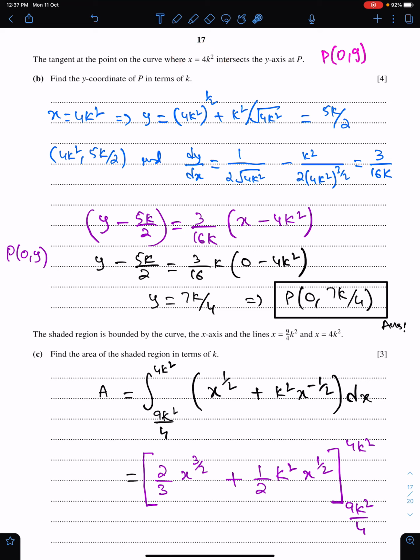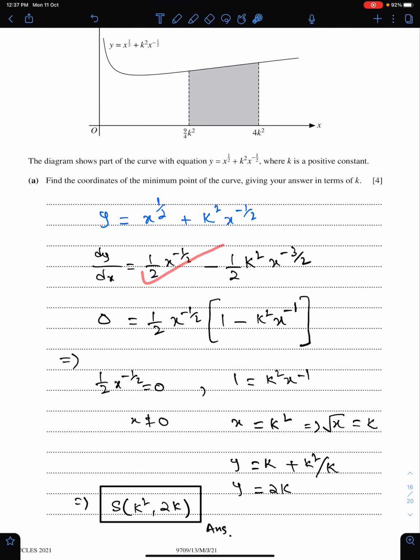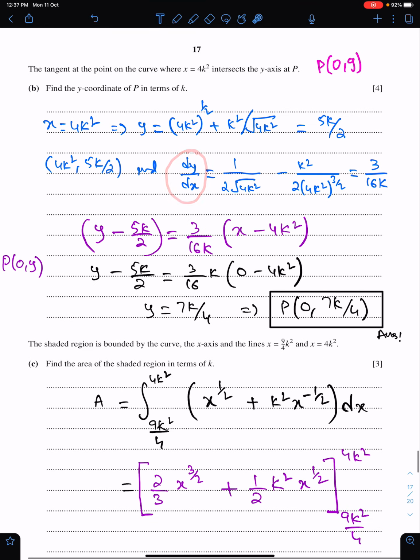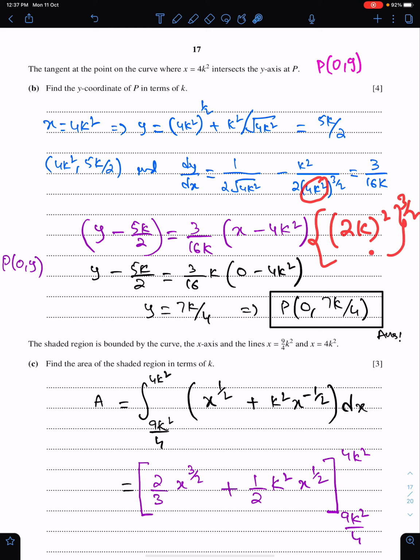Now you have to find the gradient at this particular value of x. So dy upon dx, we have the expression of dy upon dx. This is the expression of dy upon dx. By substituting this x into the equation of dy upon dx, we have got the gradient. Make sure you do the calculations carefully. You can write 4k square as 2k square whole power 3 upon 2. This will make your calculation simple.